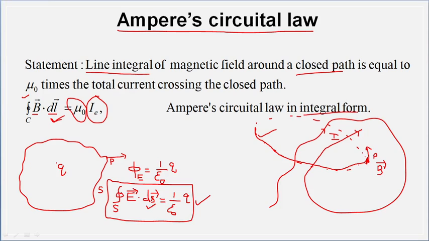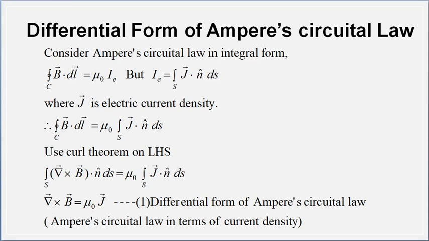But remember that in Gauss's theorem, this quantity is a flux, whereas the integral of B dl is not a flux. There is no physical quantity corresponding to the integral of B dl. In electrostatics it represents the flux, but here it does not, so you have to keep that in mind. This is the integral form.